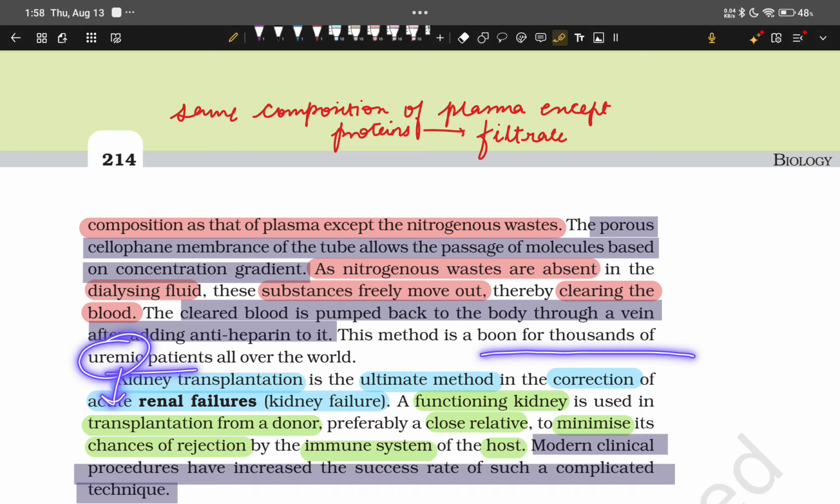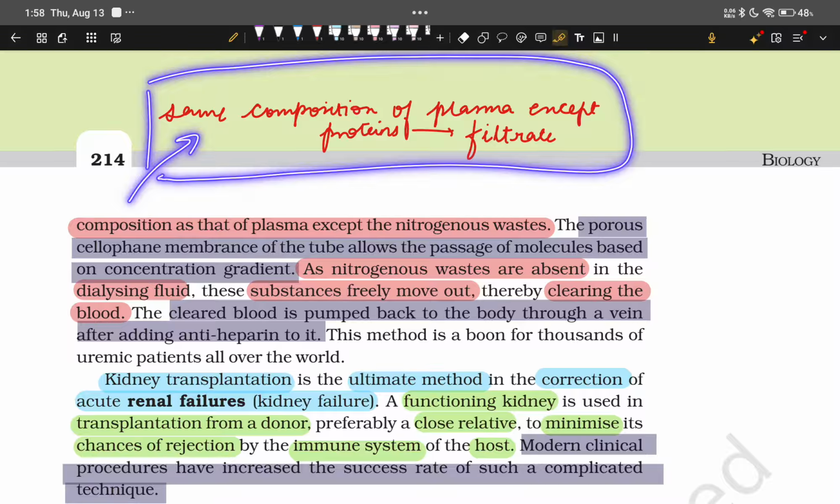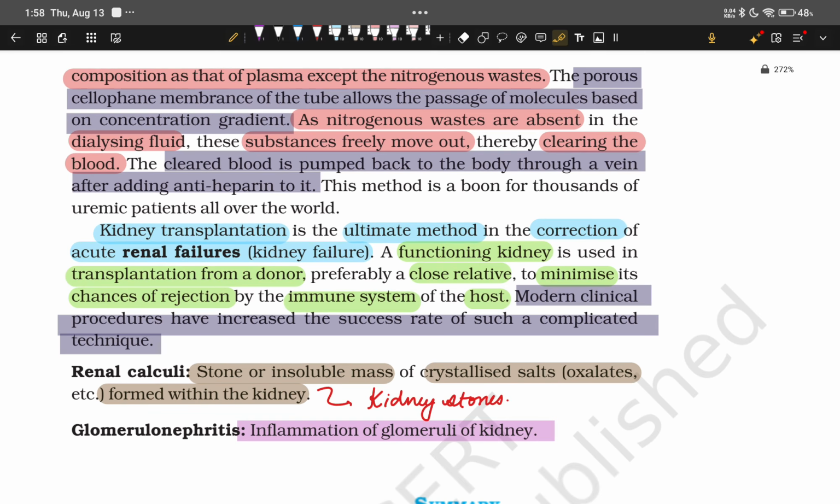Uremic means those patients who are suffering from uremia, which is a condition where there is accumulation of urea because of malfunctioning of the kidney. Right. One more thing, here in the dialysing fluid we have the same composition as plasma, except that it doesn't have nitrogenous waste. But if I ask you about one more type of fluid which has the same composition as plasma except that it has no protein, then that will be filtrate. Filtrate has no protein and the same composition as plasma. You can rewind the video, I have told you.